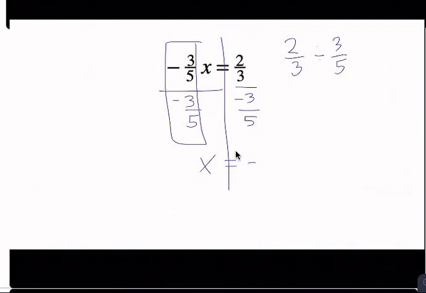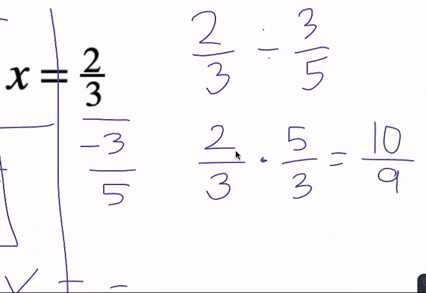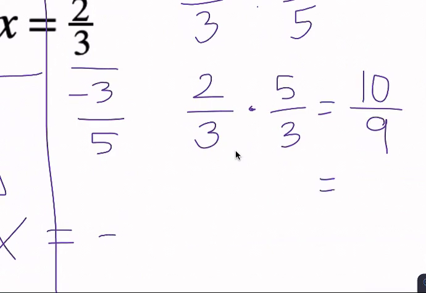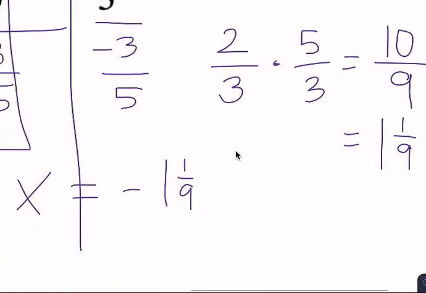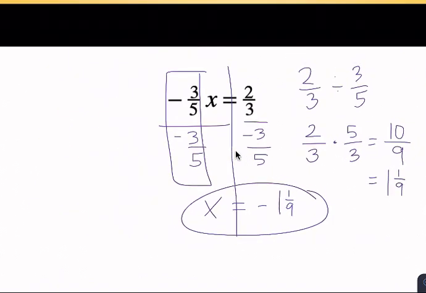If I remember back to division with fractions, I know that I keep, change, flip. And I get 10/9, which is the same as 1 and 1/9. 9 goes into 10 one time with 1/9 left over. So x is equal to negative 1 and 1/9. Now that's just one way to do that.